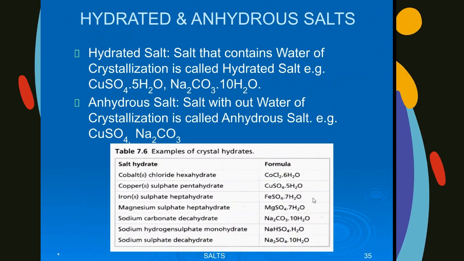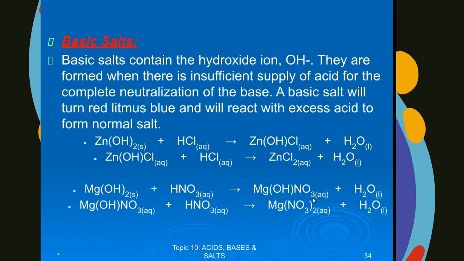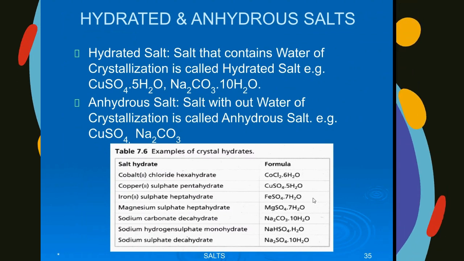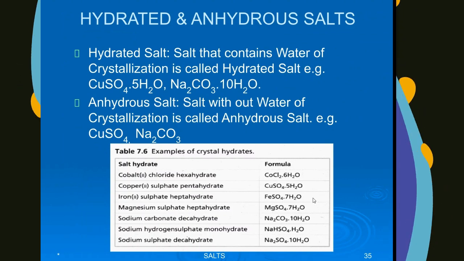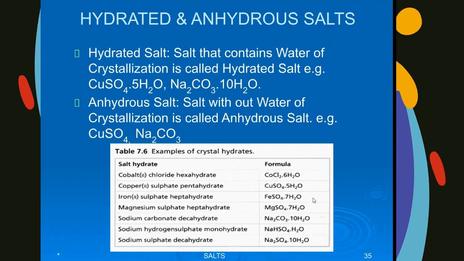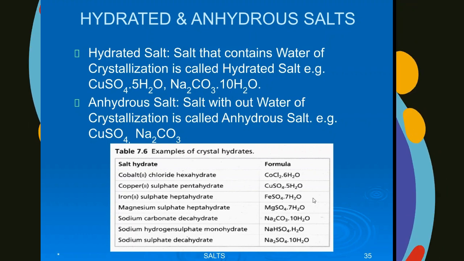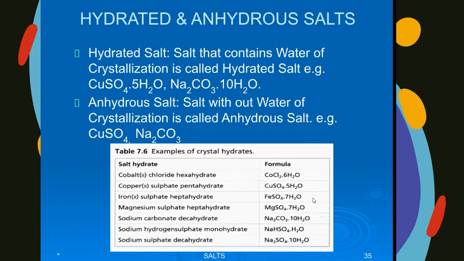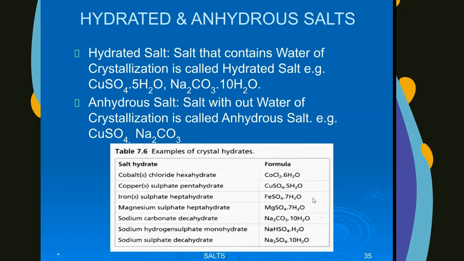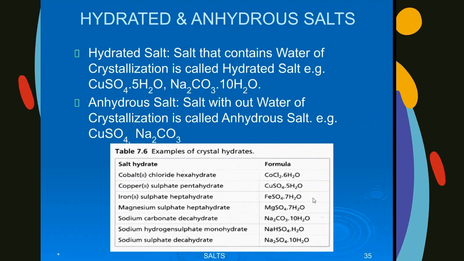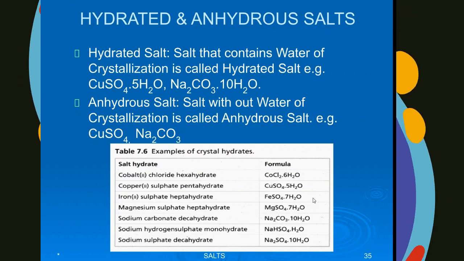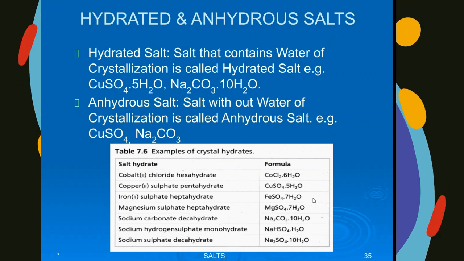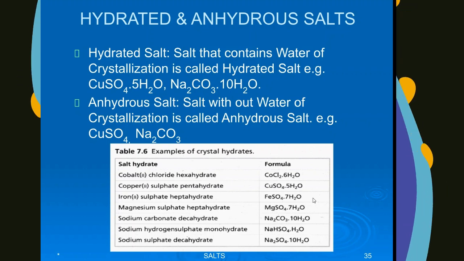Now, hydrated and unhydrated salts are there. Hydrated salt means one having water in it, right? So you can see the example: CuSO4·5H2O, which contains 5 molecules of water. So that is a hydrated salt. There is a presence of water in the salt. A salt that contains water of crystallization is called a hydrated salt, for example CuSO4·5H2O, Na2CO3·10H2O.